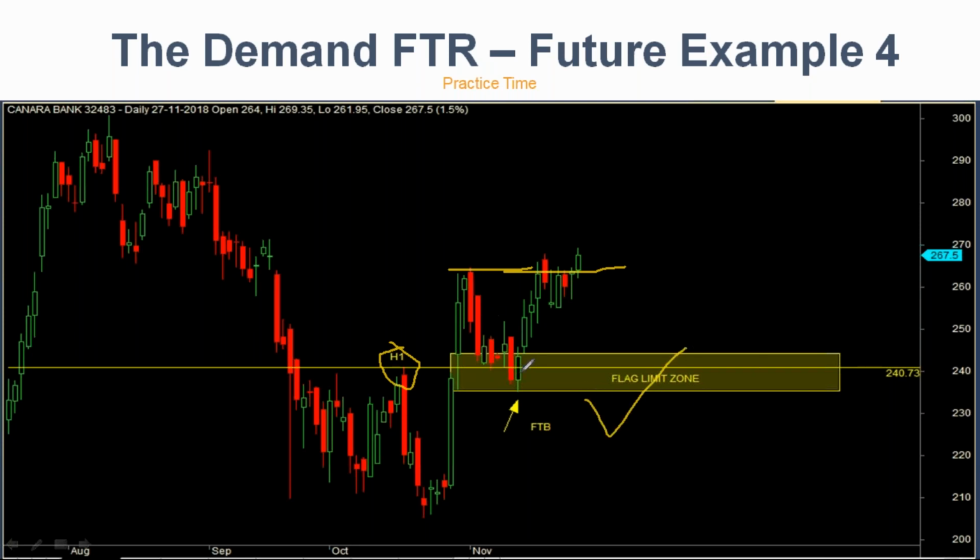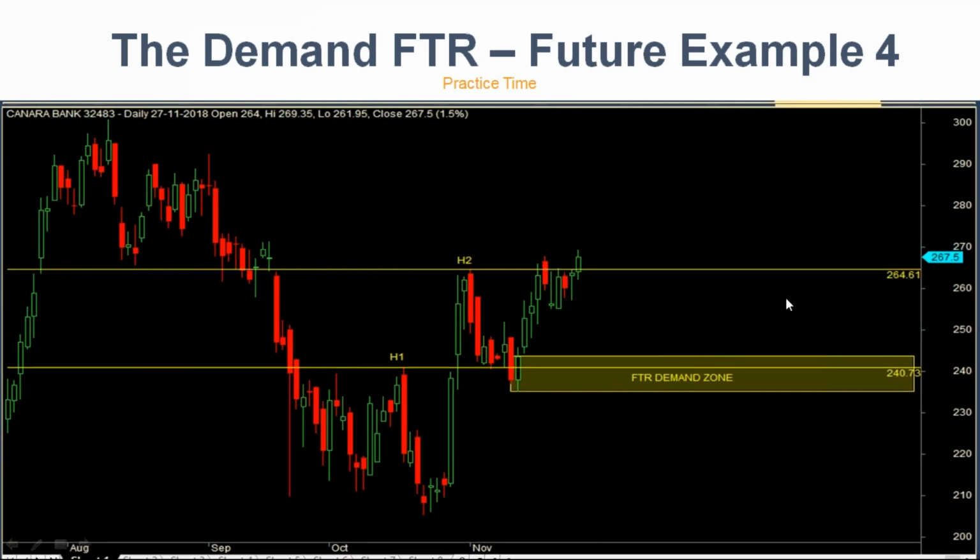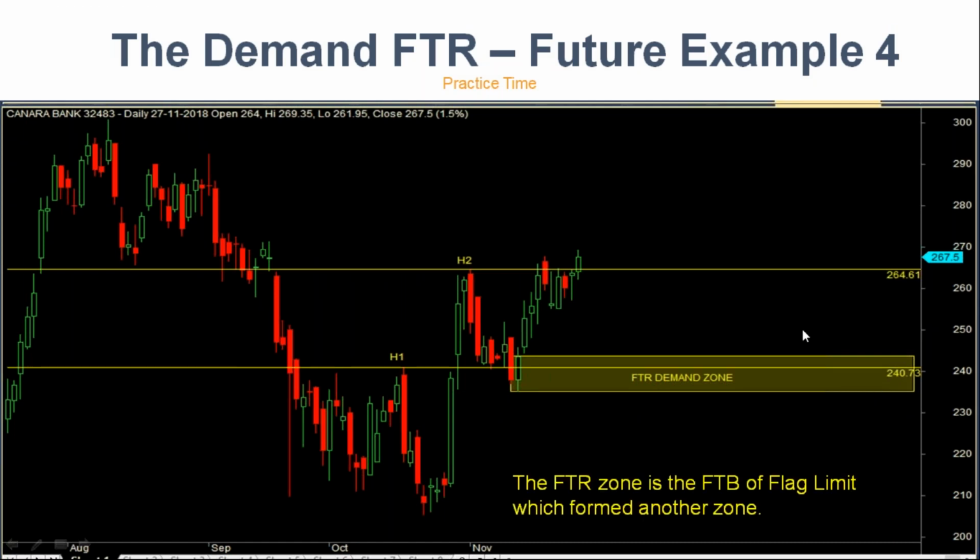This trade has already worked. This flag limit trade has already worked. This is a trade for flag limit. Any arguments? Now, the FTB of the flag becomes the FTR. How many of you get this? The FTR zone is the FTB of flag limit which formed another zone.